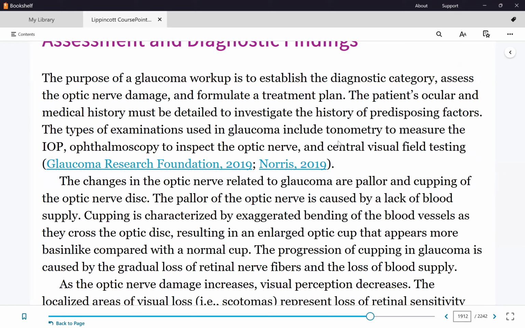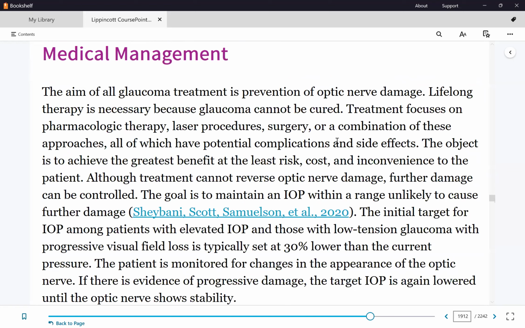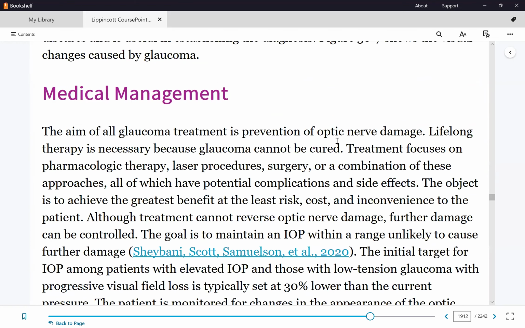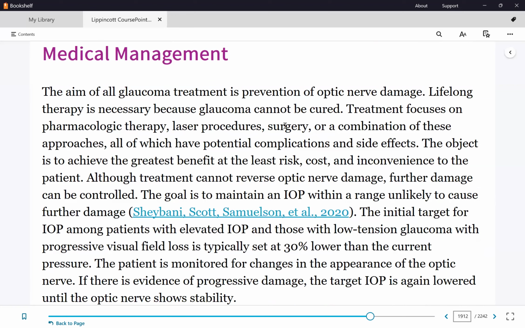I have no questions on diagnostic testing. Let's go straight to the management. So how do we treat glaucoma? Because the intraocular pressure is high, damage to the optic nerve and to the retina is already happening. So our goal is to prevent further optic nerve damage. So we try to preserve whatever vision the patient has left. As you can see here, there's no cure for glaucoma.